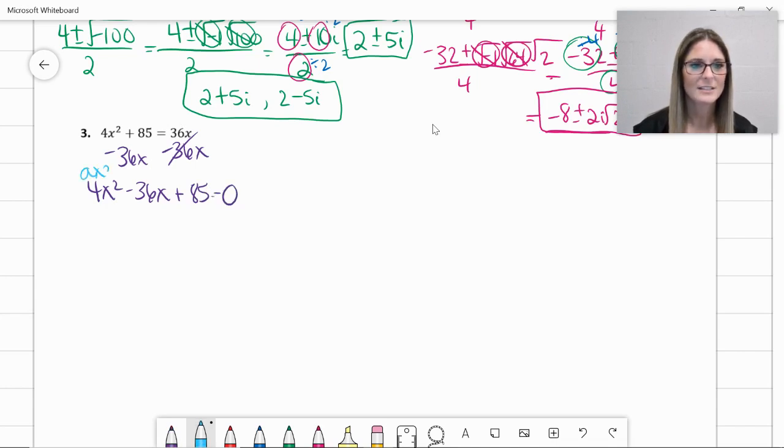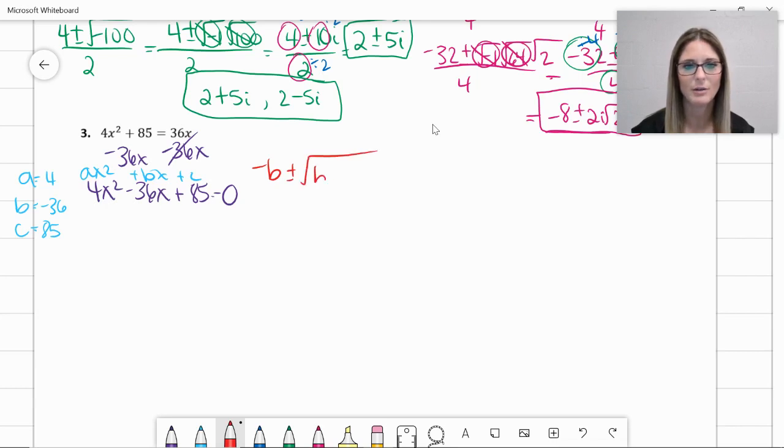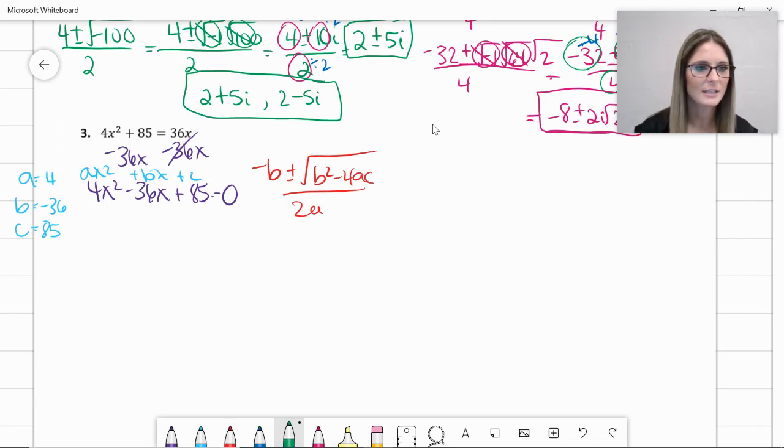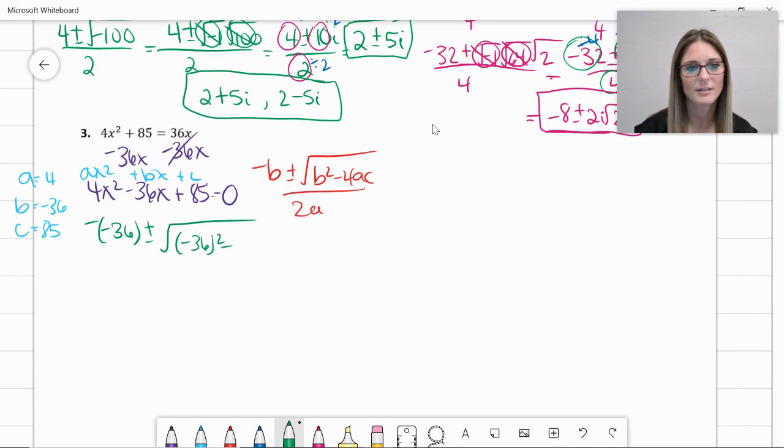All right, so ax squared plus bx plus c. My a is 4, my b is negative 36, and my c is 85. And we're plugging into the quadratic formula: negative b plus or minus the square root of b squared minus 4ac, all over 2a. I've got negative 36 plus or minus the square root of negative 36 squared minus 4 times 4 times 85, all over 2 times 4.